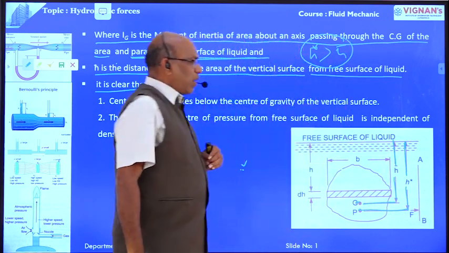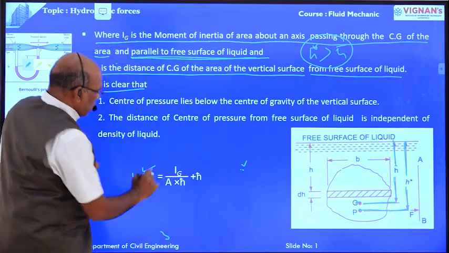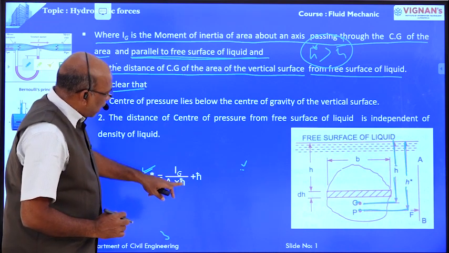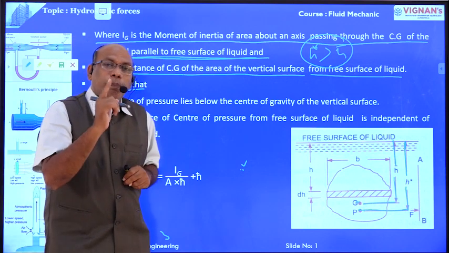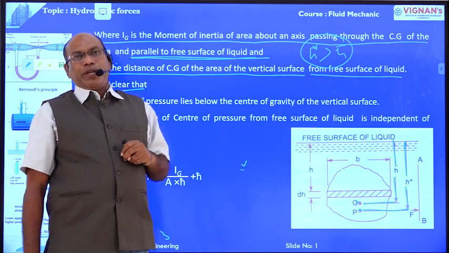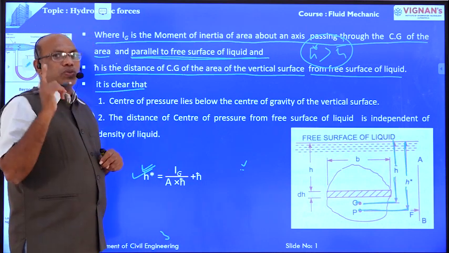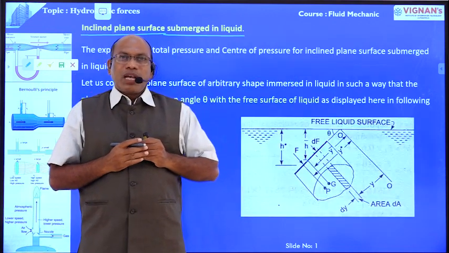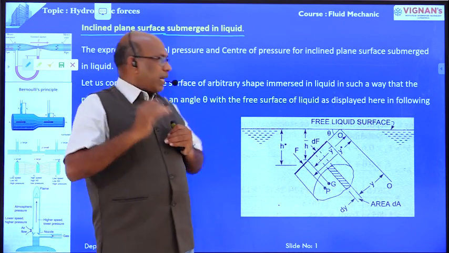That is point number 1. And another point, based on this equation, h star equal to Ig divided by a h bar plus h bar: the center of pressure does not depend on the density of the fluid. These two points we are going to remember. Right? Now we are going to discuss the inclined plane surface submerged in liquid.